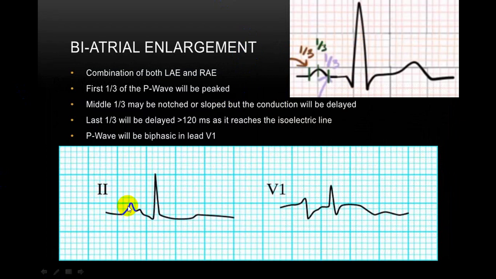You can see here the first component is taller, and this is the second component. Here the first component is taller, and the second component is also prominent. So this is a bilateral enlargement.